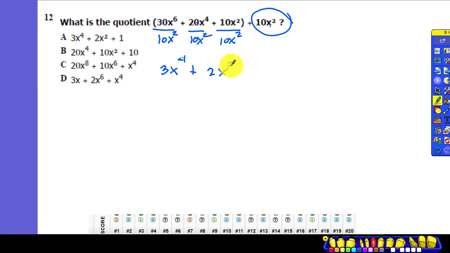Now here's where some of you will mess up. When you divide 10x squared by 10x squared, some of you will say 0, but it's actually equal to 1. So the correct answer should be letter A. If you have, let's say, 3x^4 plus 2x squared, I know it's kind of tempting to choose E, but you have to remember when you're dividing, it's not like you're going to cancel it. It's cancellation, but it's 1, not 0.